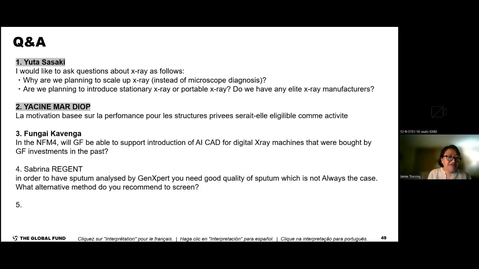I see a third question there from Fungai Kavenga. In the NFM4, will Global Fund be able to support the introduction of AI CAT for digital X-ray machines that were bought by GF investment in the past?